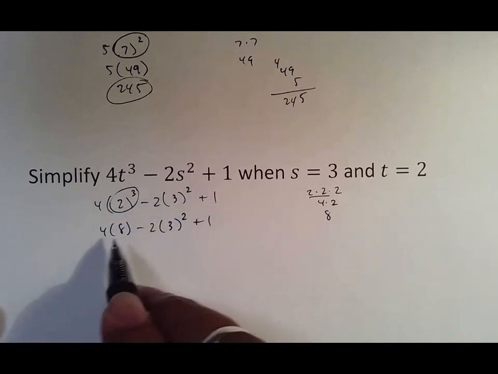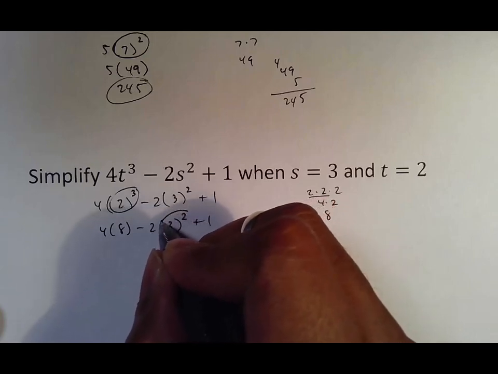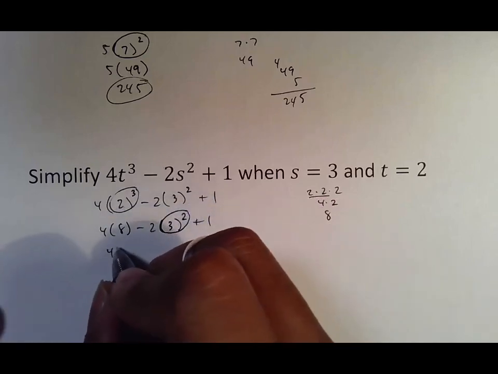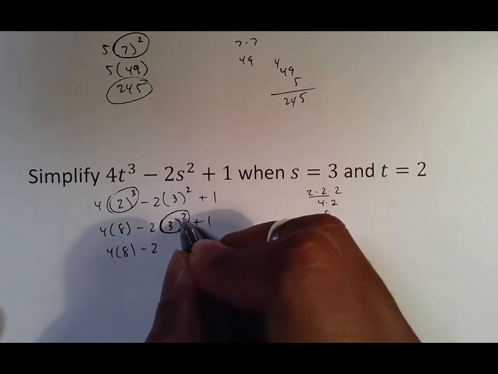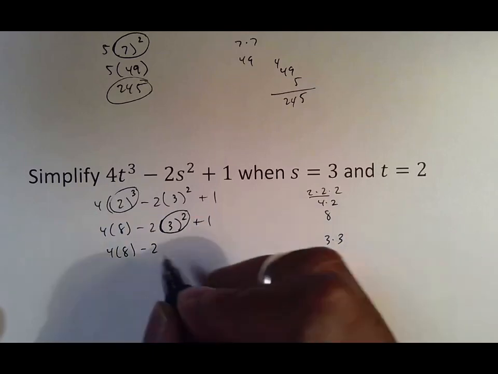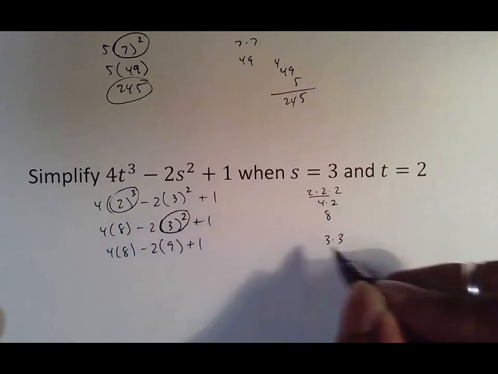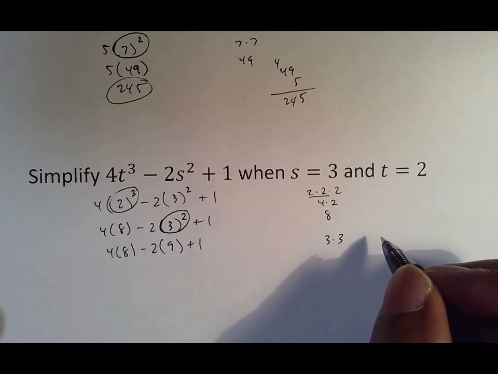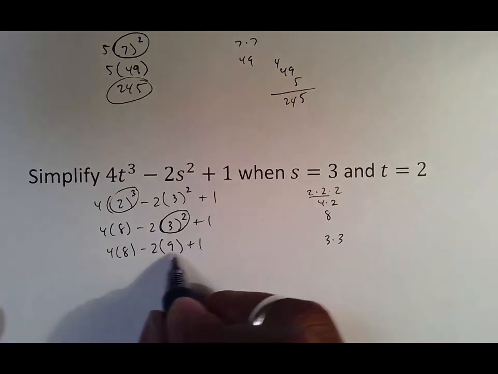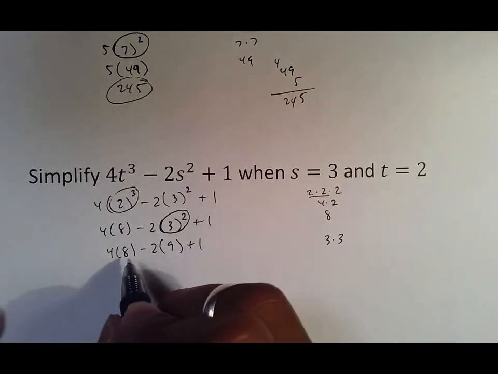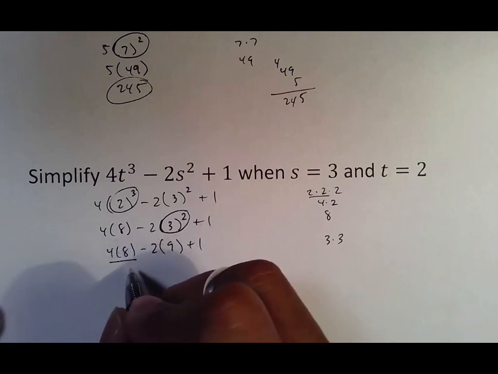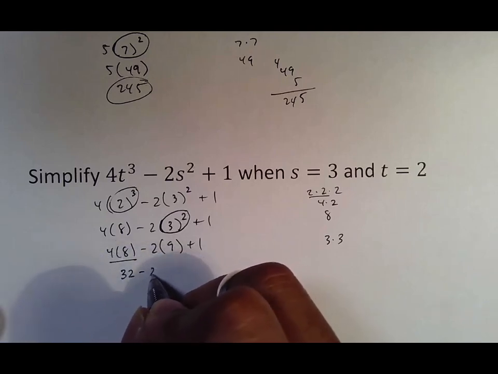Can we start working on this yet? Nope, because there's another exponent here. So we copy everything that's there. 3 squared means 3 times 3, which is 9. Now we can do what we need to do, which is we have a line of work that we simply look for multiplication or division. Here's multiplication. 4 times 8 is 32.